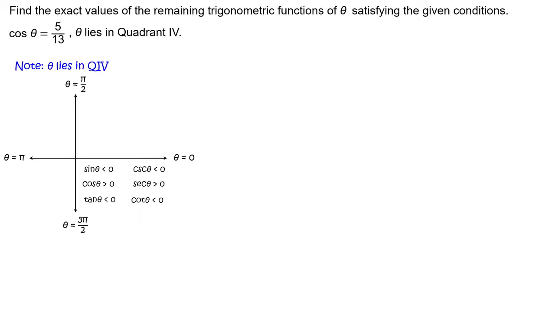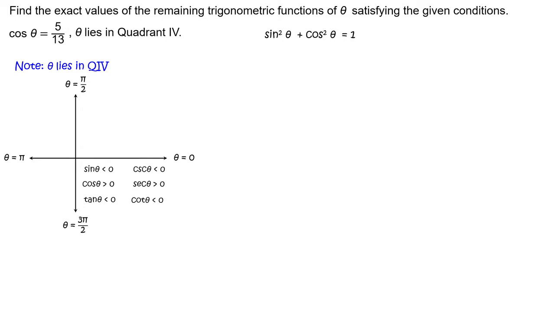Note that if theta lies in quadrant 4, then the values of sine of theta, cosecant of theta, tangent of theta, and cotangent of theta are less than 0, and the values of cosine of theta and secant of theta are greater than 0. Start by finding the value of sine of theta.